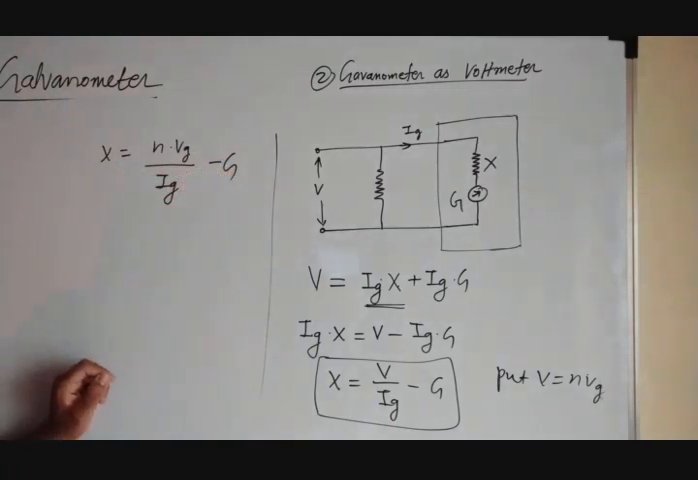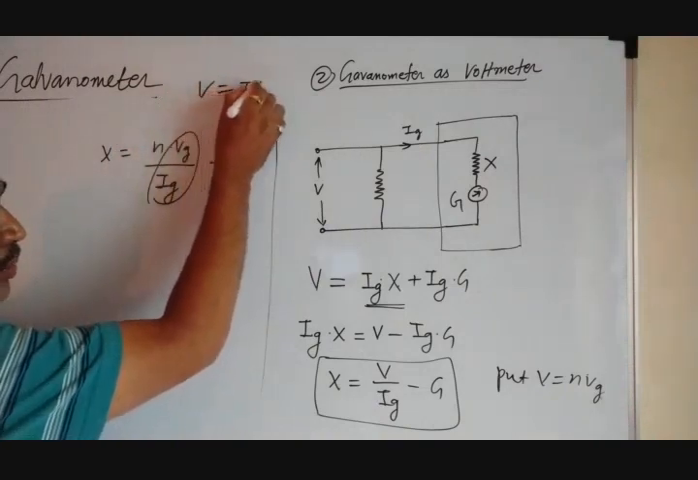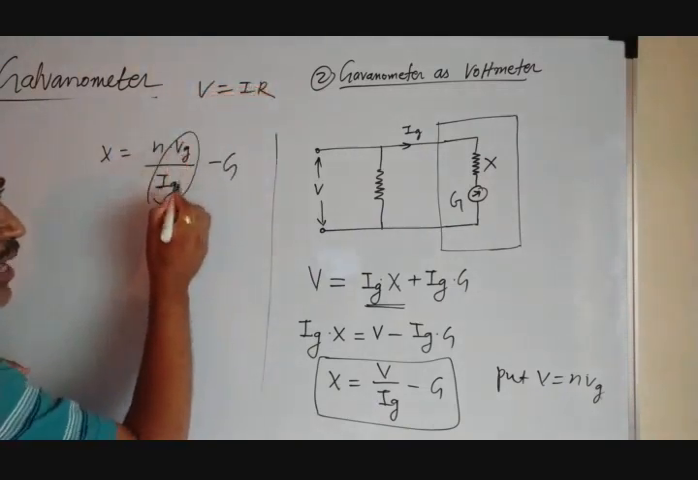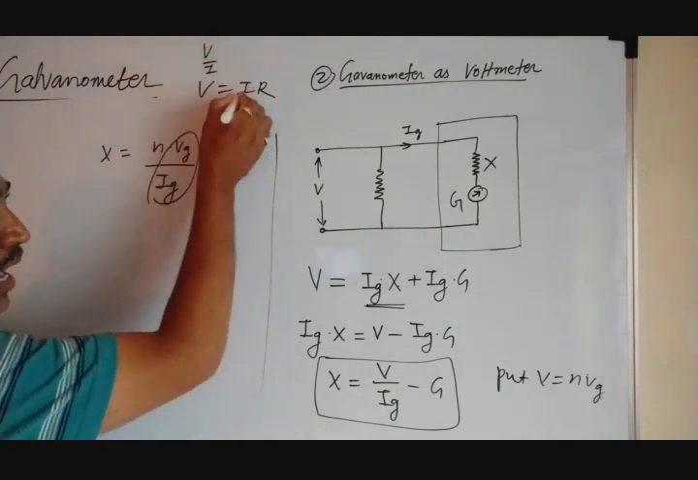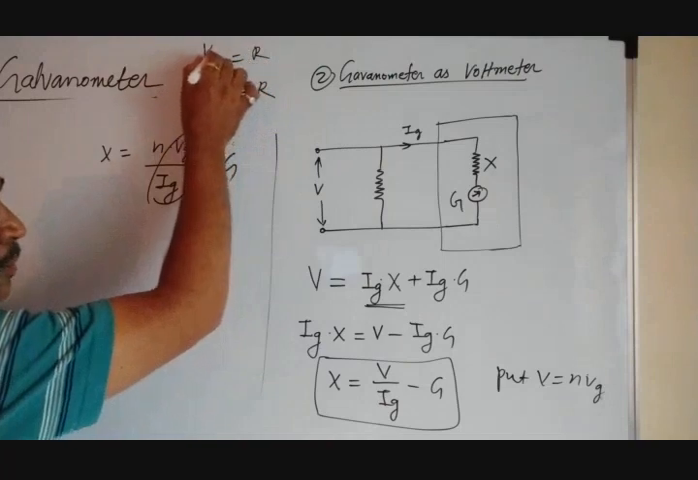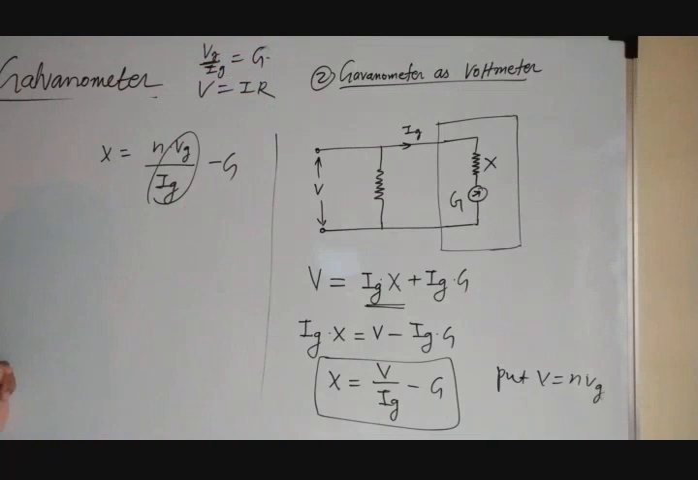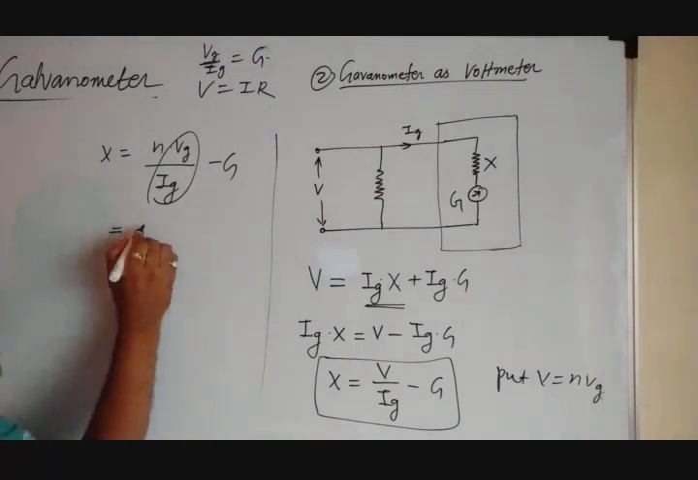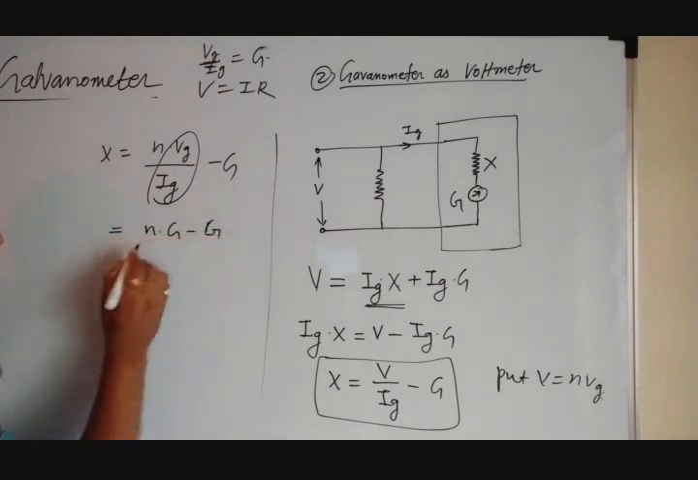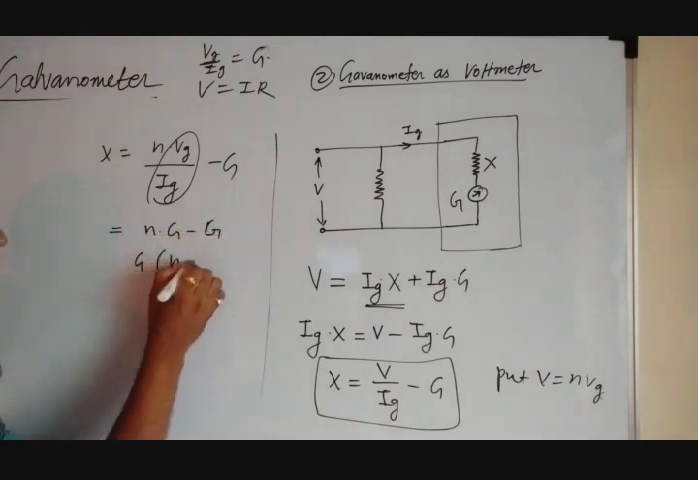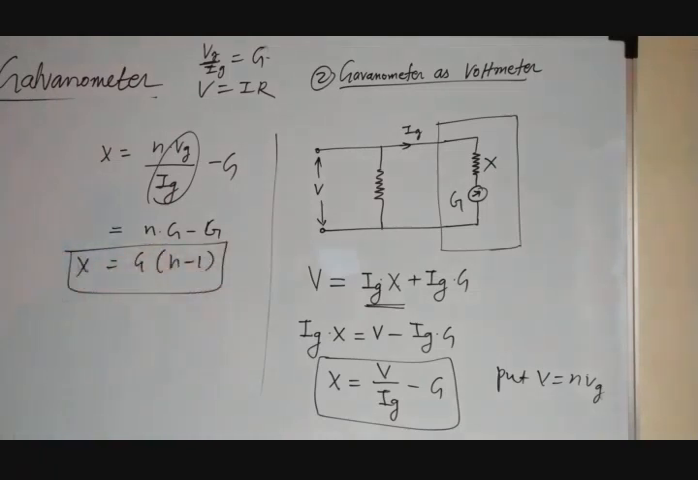Now Vg divided by Ig, according to Ohm's law, V equal to IR. V divided by I is nothing but R. But this is the galvanometer, so with suffix G, it is the resistance of the galvanometer, G. So you can write it further as n into G minus this G. G taken common, we get n minus 1. So X equal to G into n minus 1 we get here.